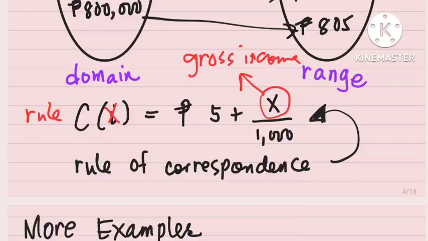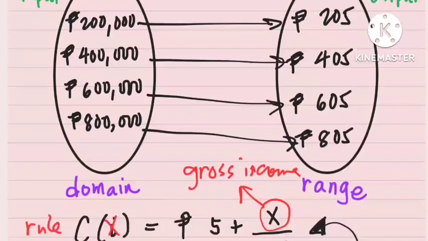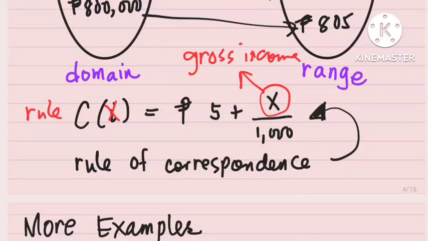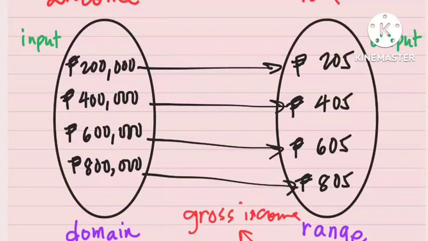If your gross income is X, then we have to divide it by 1,000. Let's say that's the rule. So if we divide 200,000 by 1,000, we will get 200 pesos. And then after dividing the gross income by 1,000, we will add 5 pesos. So you will have to pay 200 pesos plus this 5 pesos here. You'll have to pay 205 pesos.